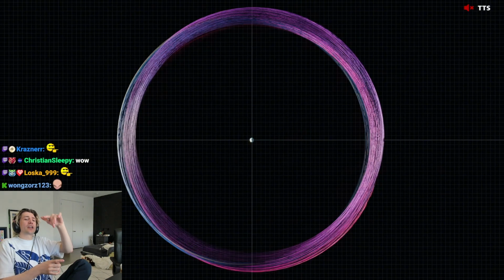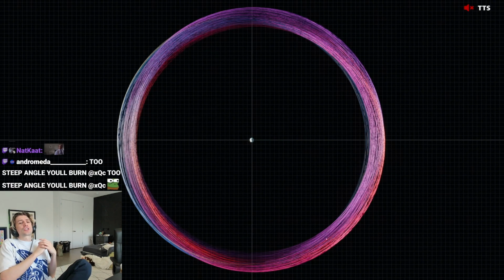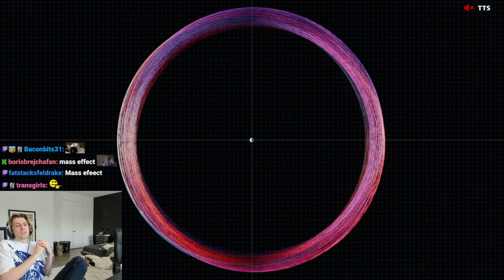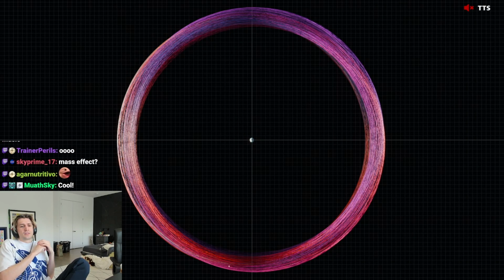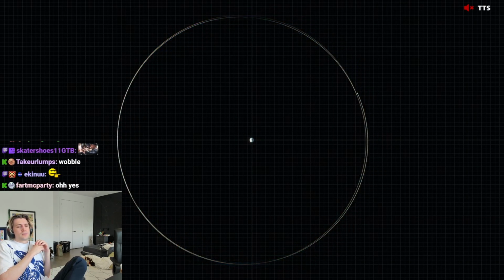Oh, so it's not a sphere entirely. It's just a cycling offset. Here it is again from the side.